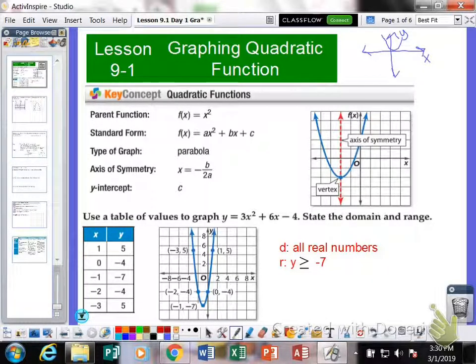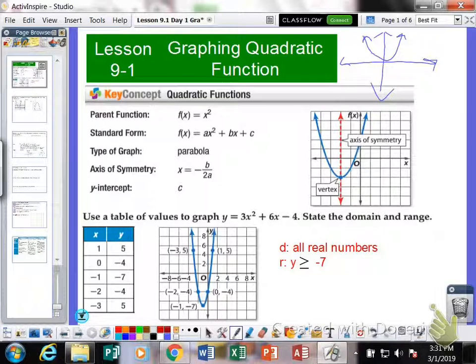So it kind of slides over. It's right through here. So I can make that a little bit better for your annotations. So graph, and then it kind of comes through here. That's a little better. So something like that for your parent function.